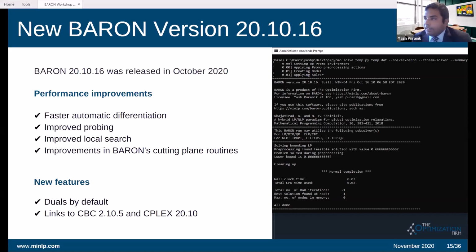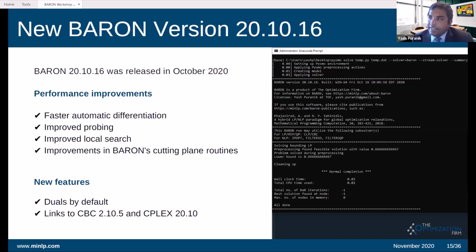I think there are a couple of new features. The one that's probably important for a lot of the audience is that we've turned on the process of returning duals. So by default now BARON will return duals. We obviously had facilities in place for calculating and returning duals for globally optimal solutions, but that was not turned on by default.